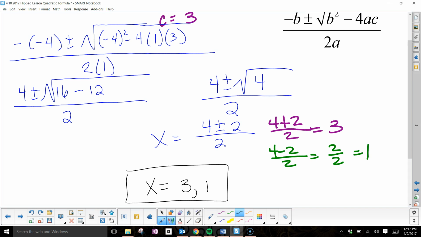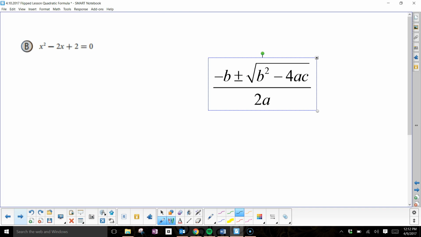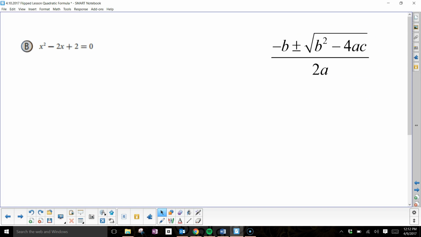That is how to use the quadratic formula. Now, I would like for you to please try to do this one before I show the solution to it.